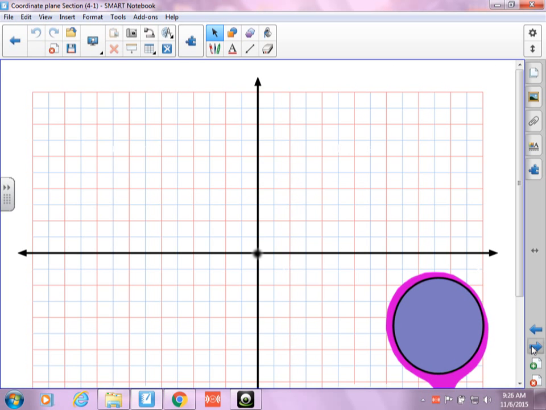Let's take a look at this coordinate plane. On your notes that you have, you won't be able to move the magnifying glass. So what you'll need to do is just label the parts as you go.